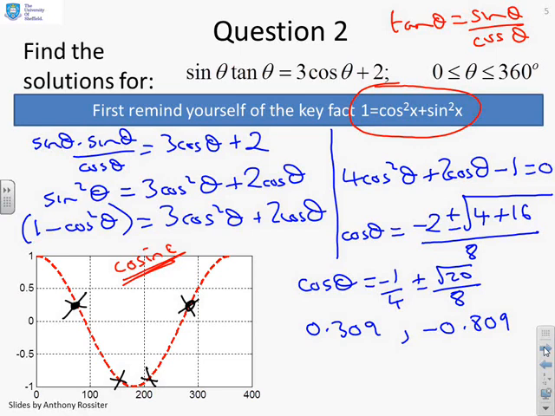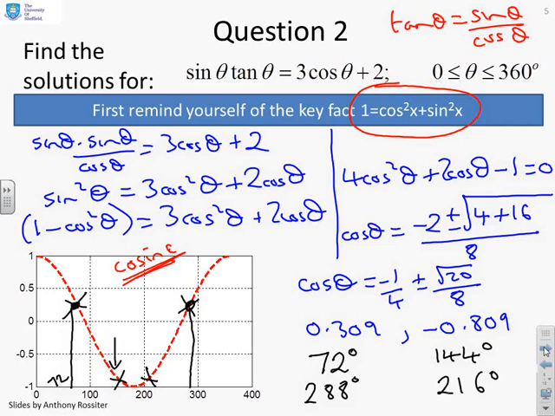So first, if I do the 0.309, use your calculator for this, you'll find the basic solution is 72 degrees. So that's that one down there, that's 72. And therefore, I can work out this other one on the far right as being 360 minus 72. So that one must be 288 degrees. If I do the minus 0.809, again, you can use your calculator. You see you get 144 degrees, and that's that one. And then obviously the one that's on the other side of 180 is 216 degrees. So you've got 4 solutions to this particular problem.